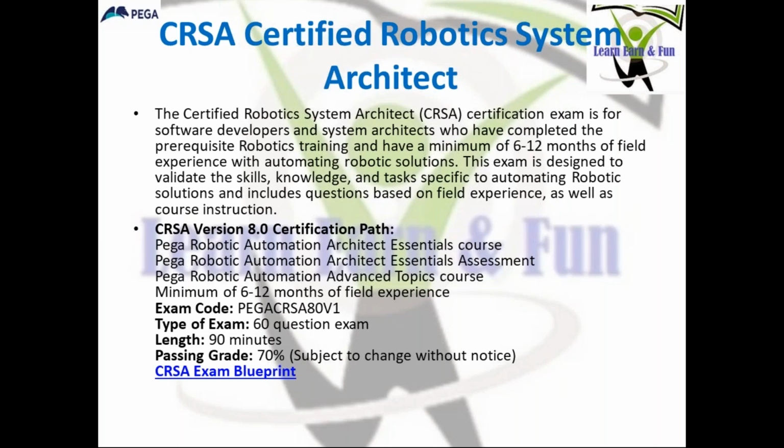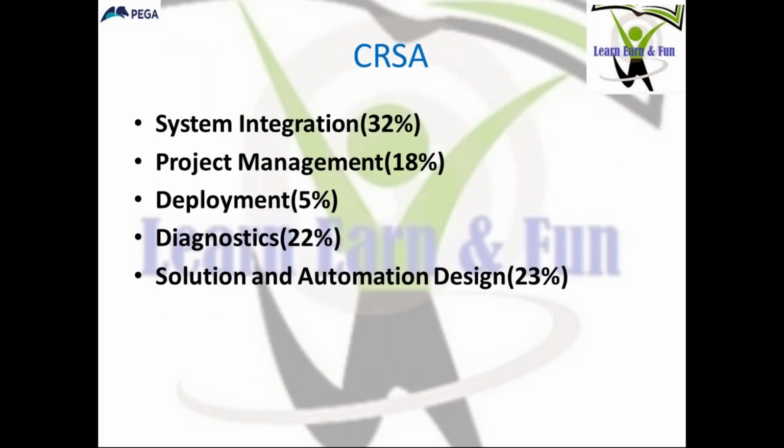And then finally, about the certification. The certification mainly consists of 60 questions and 90 minutes, and the passing grade is 70%. Okay, so the same five topics: system integration 32%, project management 18%, diagnostic 22%, and the automation part comes up with 23%. Okay.